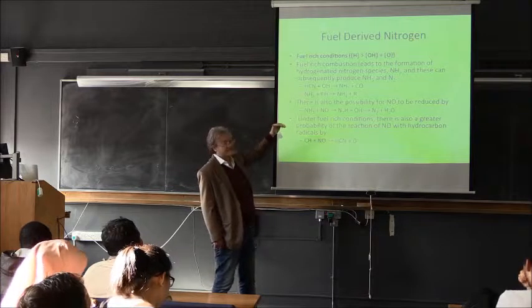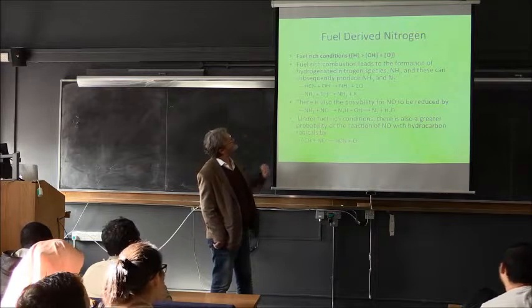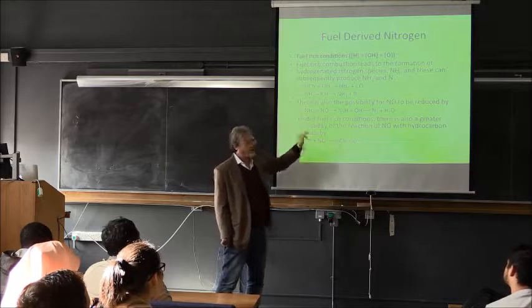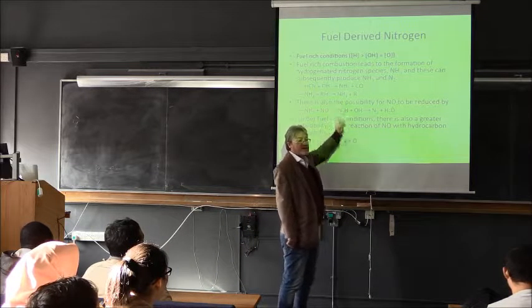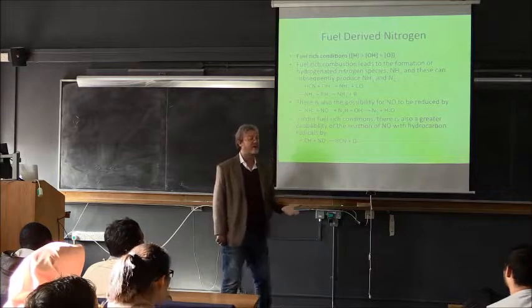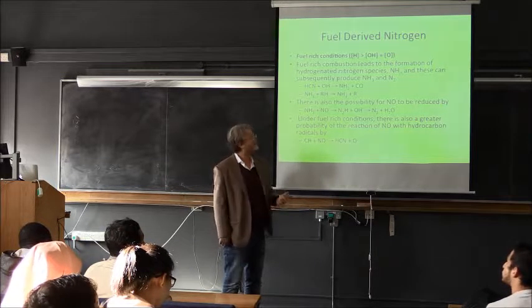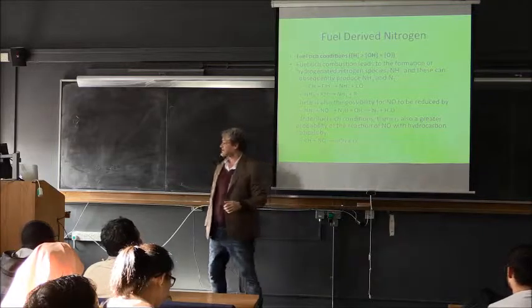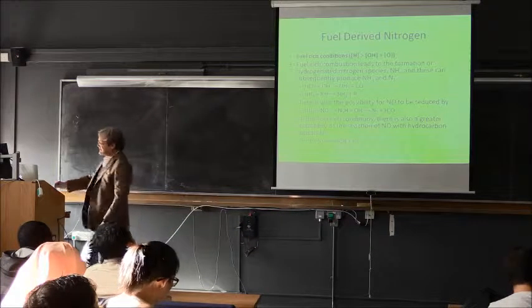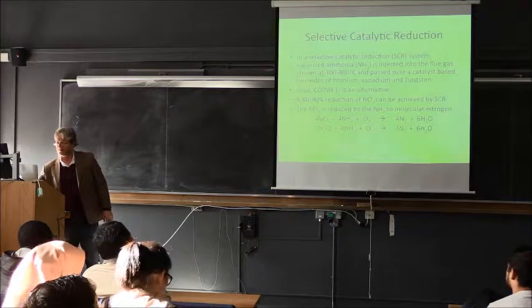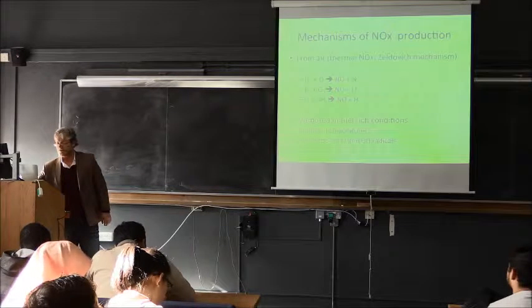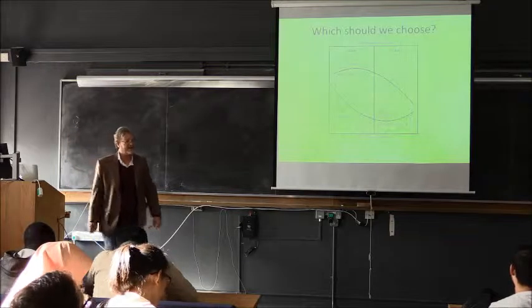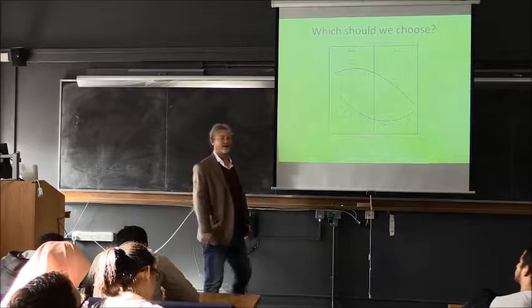So this is the path. You tend to produce ammonia, or you can produce nitrogen from it. And indeed, what I'll show shortly is that you can reduce any ammonia by using urea or other chemicals. So that's fuel lean conditions. So let's go back to my little graph here and explain what's going on.